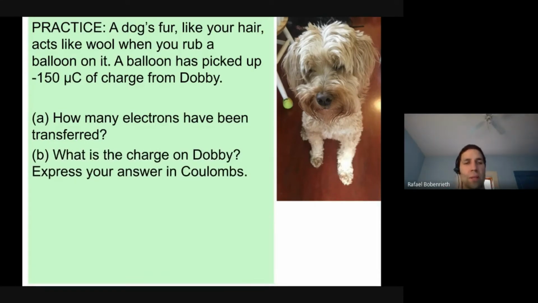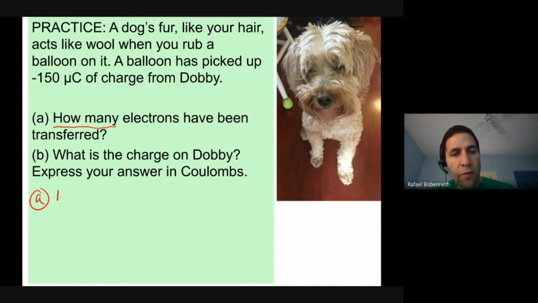All right, let's do this. So letter A says, what do we need to do for letter A? Well, this is a factor label problem, by the way. So if you've been missing factor label, this is your chance. Now, when I say how many, notice I'm going to ignore the negative sign. We know if it's negative, then the electrons were transferred from the fur to the balloon, Dobby's fur. And it's just a question of how many.